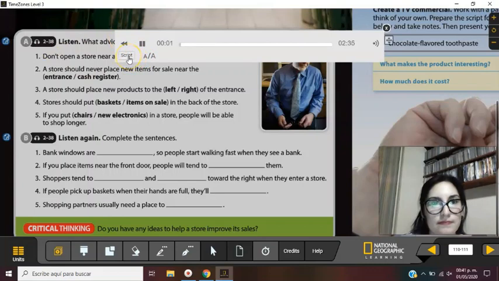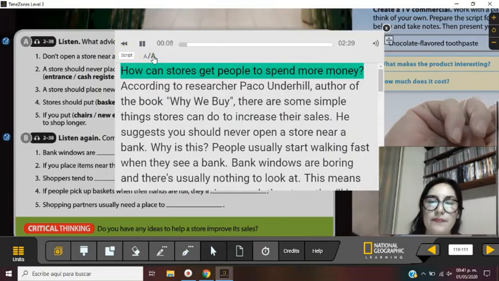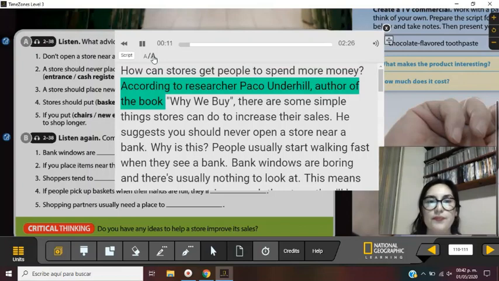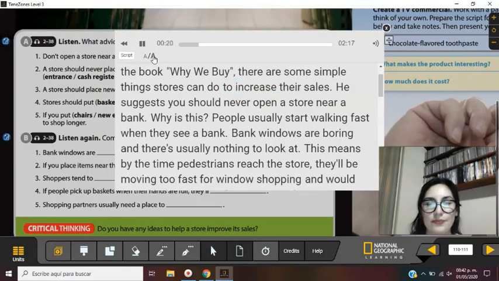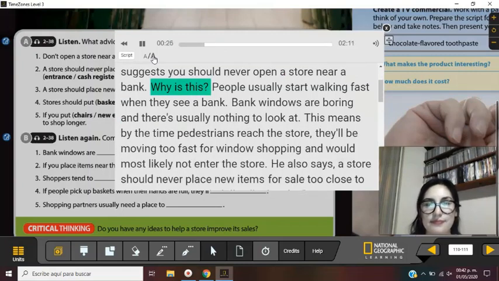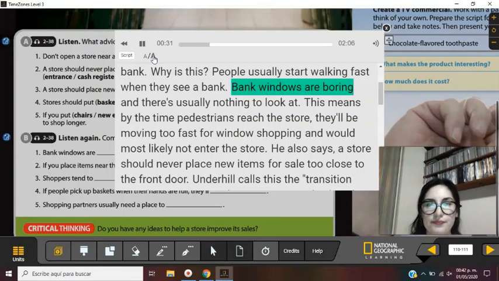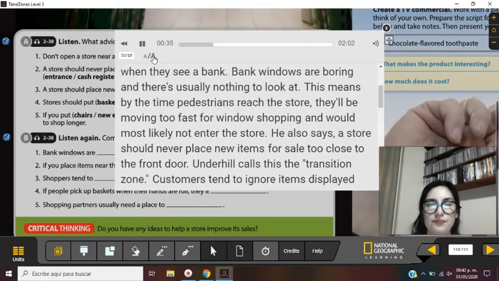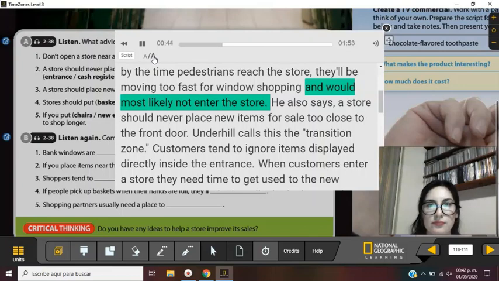Unit 11, Track 2-38. How can stores get people to spend more money? According to researcher Paco Underhill, author of the book Why We Buy, there are some simple things stores can do to increase their sales. He suggests you should never open a store near a bank. Why is this? People usually start walking fast when they see a bank. Bank windows are boring, and there's usually nothing to look at. This means by the time pedestrians reach the store, they'll be moving too fast for window shopping, and would most likely not enter the store.